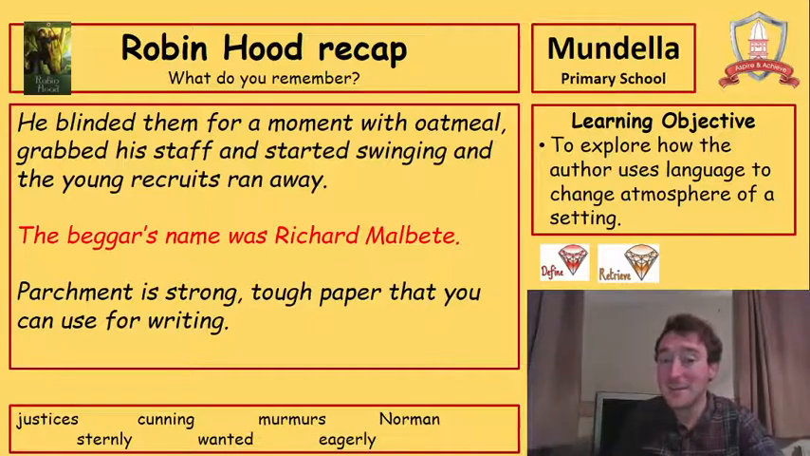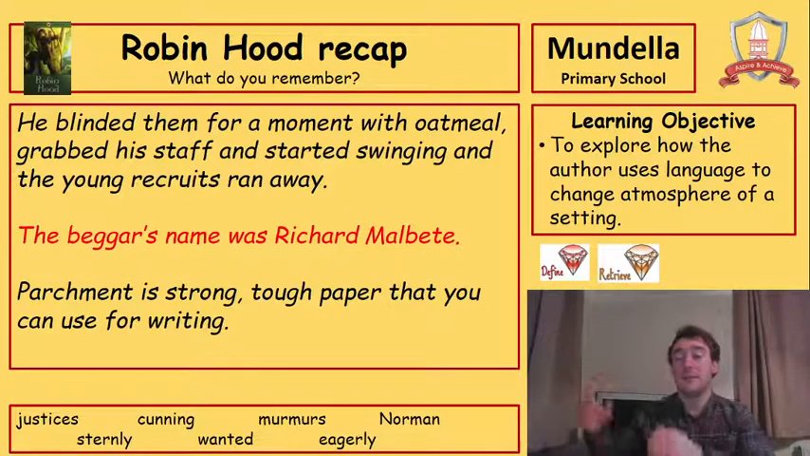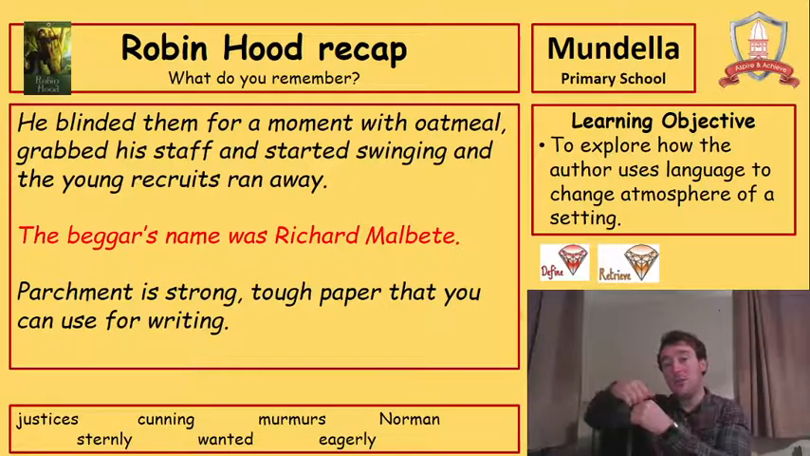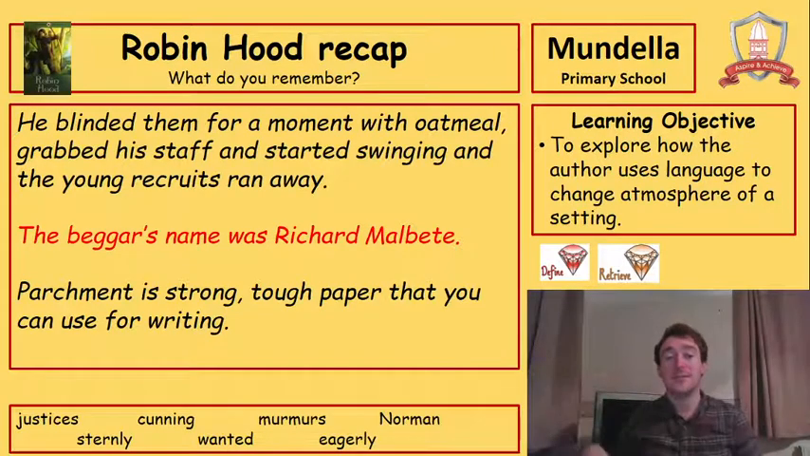And that is the answer to our second question, because the beggar's name was Richard Malbeat. What is parchment? Well, parchment is strong, tough paper that you can use for writing. So when you see scrolls, it's usually a scroll of parchment. Okay, well done if you got those. If you want to add anything from my answers as well, then you can too. Let's move on to the vocabulary for today's reading.